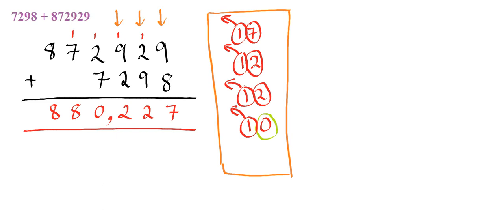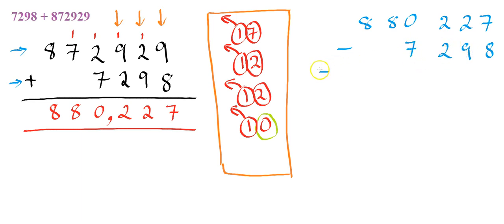However, we can go one extra step to check. So we start our checking process with the answer, 880,227. Now, to check an addition problem, we need to use the opposite, which is subtraction. So I've started with the answer, and we're going to check it, and I just use one of these numbers, one of these add-ins that we started with. And I'm just going to go with subtracting 7,298. So again, I'm going to write it back to front so I keep my digits in the correct place value. Okay, and now I'm going to solve this and see what I end up with.